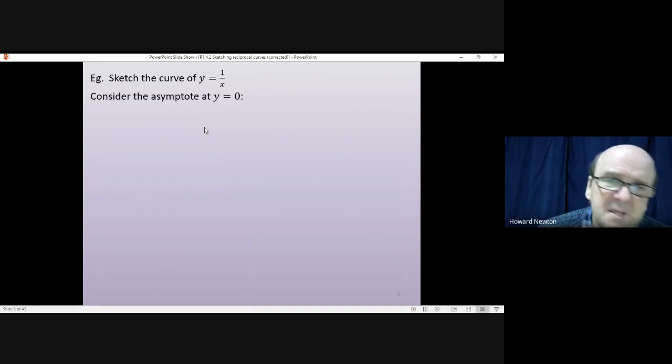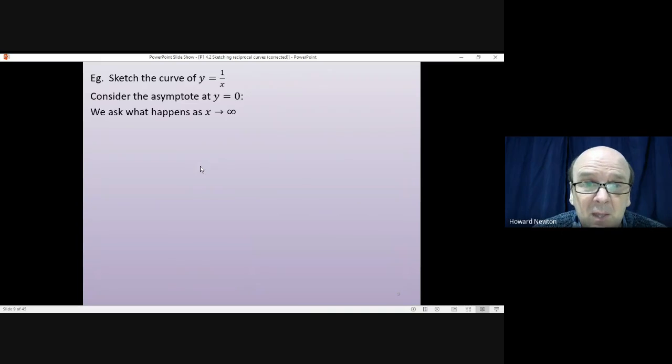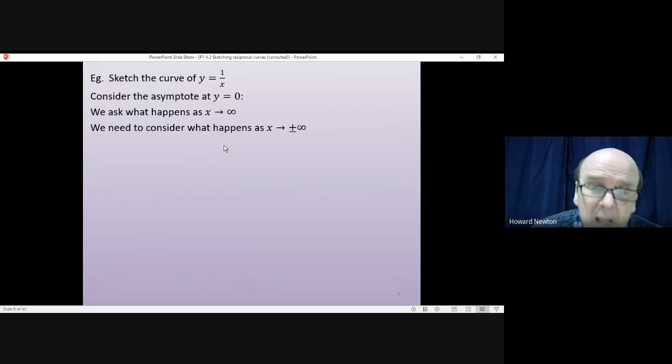Okay, now we'll consider the asymptote at y equals 0, which is the x-axis. We ask what happens as x gets bigger and bigger and bigger, as it heads towards the right-hand side. Well, as x tends towards infinity, again, we need to consider both plus infinity and minus infinity, considering plus infinity first of all. So as x gets bigger and bigger and bigger, you've got 1 divided by a bigger and bigger number. So y is going to become smaller and smaller. Now, if x is positive, then y will be positive as well. So y is going to become smaller and smaller, but positive.